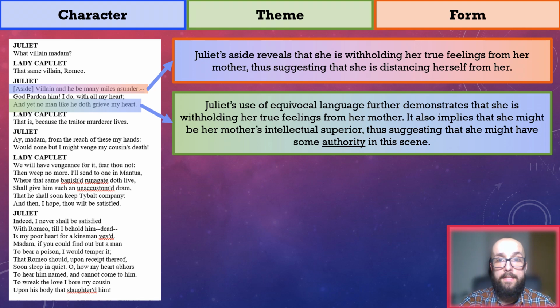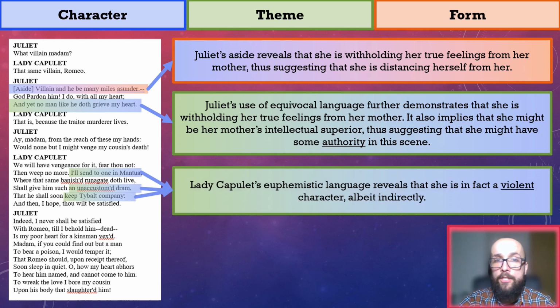Moreover, because Juliet is able to use this sort of rhetorical trickery to evade telling her mother her true feelings, it could suggest that Juliet is her mother's intellectual superior, thus affording her a sense of authority in this scene. Next, Lady Capulet's euphemistic language, in which she avoids explicitly mentioning an assassin, poison or Romeo's death, reveals that she is in fact a violent character, albeit indirectly, given that she will not actually be killing Romeo herself.